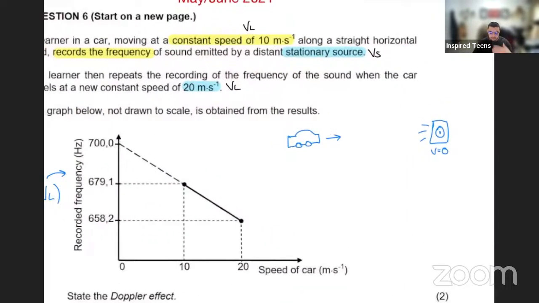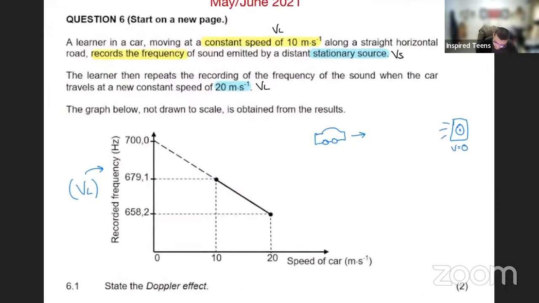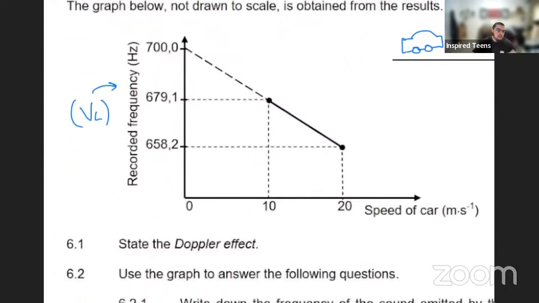So if you're a visual learner, you prefer drawing a diagram, maybe do that, right? Maybe it will help, along a straight horizontal road. So initially it travels at 10 meters per second, then at 20 meters per second. But if we look at this graph, which shows us the frequency of the listener, because it says recorded frequency, remember, velocity of source, that would be actual frequency. Okay, so there's some key things to note, right? What they mentioned in the paragraph, when it was traveling at 10 meters per second, from the graph we can see it detected that frequency, 679.1 hertz. Then we know it sped up. And when they sped up to 20 meters per second, then they detected that frequency there.